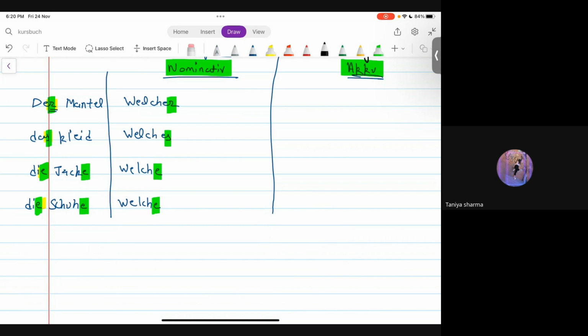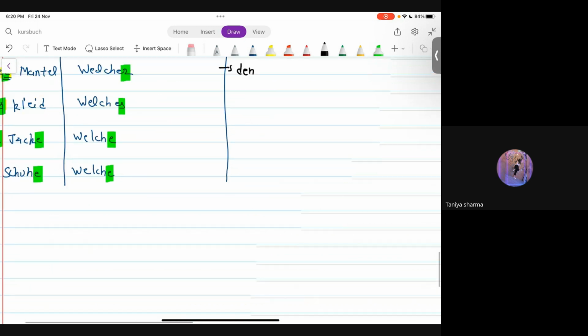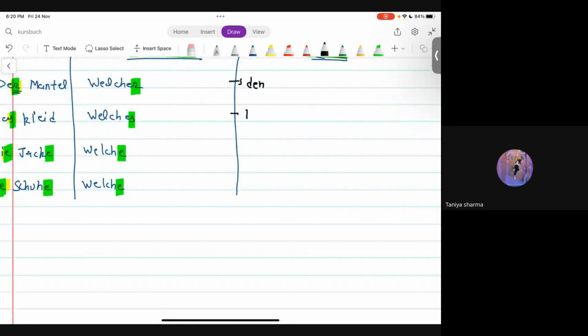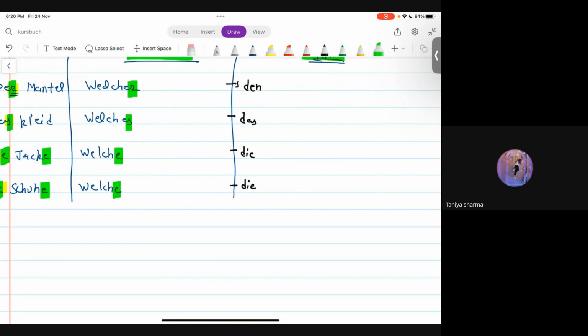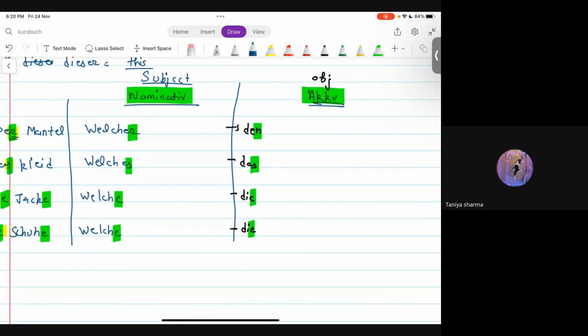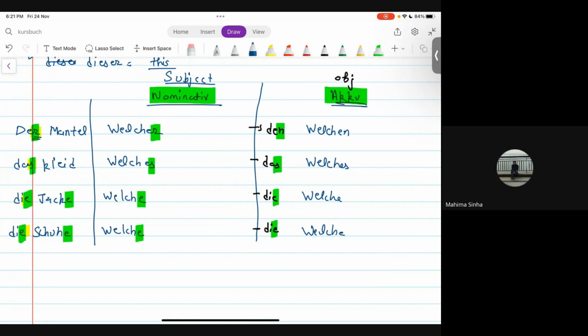Next is for accusative, there it changes. Den, das, die changes in the plural, die. Okay, so guys, what is the ending here? Welchen. Yeah, very good. Okay, so same. Welcher. Mahima, is it clear or not? Yes, sir. Welcher means which.